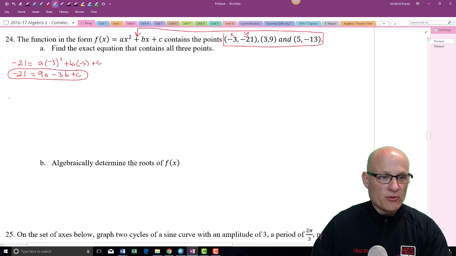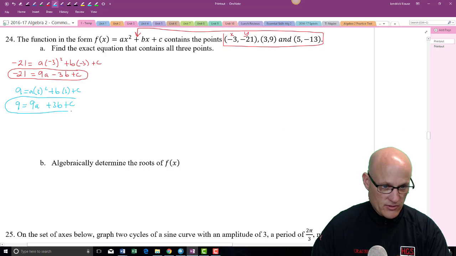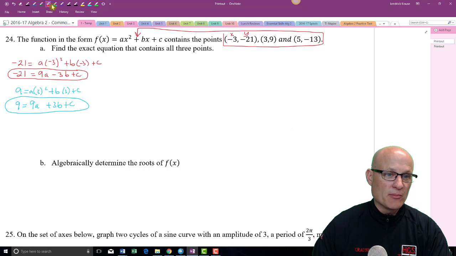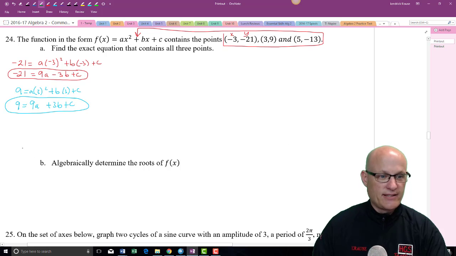Now I'm going to plug in the next one. 9 equals a times 3 squared plus b times 3 plus c. 9 equals 9a plus 3b plus c. There's my second equation. I'm hoping I haven't made a mistake, and I'm going to show you how we can test for that in a minute.